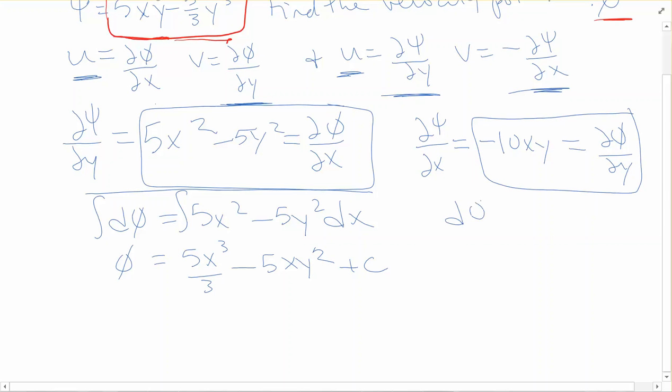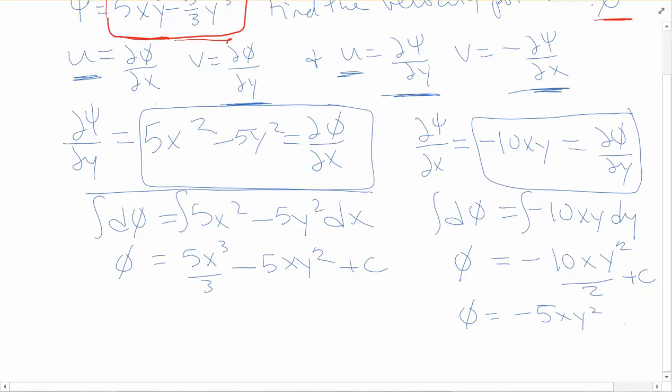So here if we do this, we're going to have the derivative of phi equal to negative 10xy times dy. Integrate, and then we get that phi is equal to negative 10xy squared over 2, plus c. Now we can simplify this down. Obviously 10 divided by 2 is 5, so we can write that phi is equal to negative 5xy squared plus c. So this is what we get when we look at just the v component of velocity.